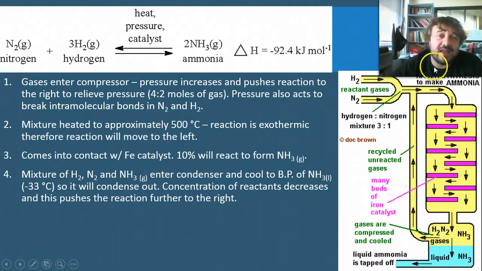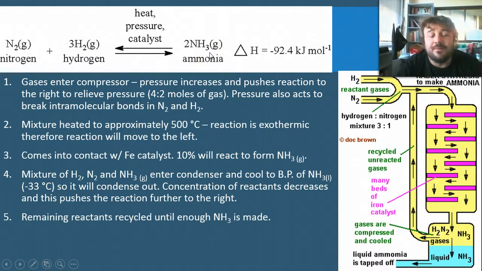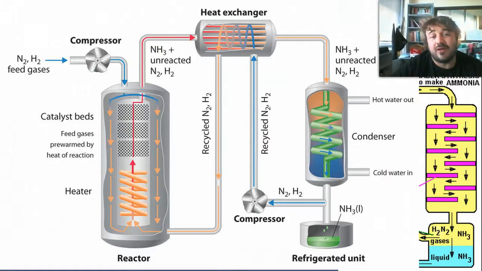Now, we've actually taken the ammonia out of this system. This reduces the concentration of ammonia. Therefore, as this has been reduced, the equilibrium will shift towards this side, once again maximizing our yield of ammonia. So the remaining reactants go back up here, hit the compressor again, and are recycled until enough ammonia is created. That's the Haber-Bosch process.